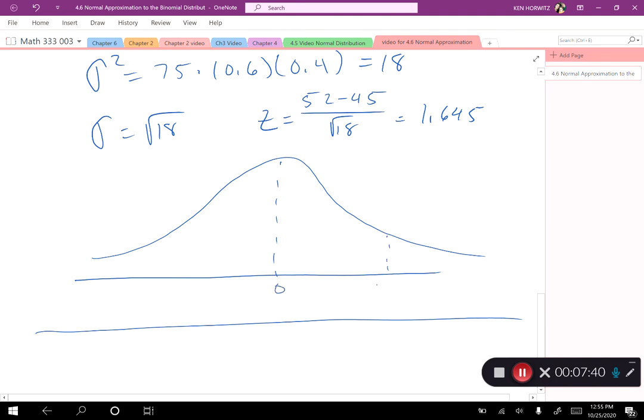There's 0, there's 1.645. And we looked that up on the chart, because that's the area we're looking for. We find that it's right in the middle of two values, 1.64 and 1.65. And the area behind it would be 0.95. The area in front would be 0.05. So that would be our answer.